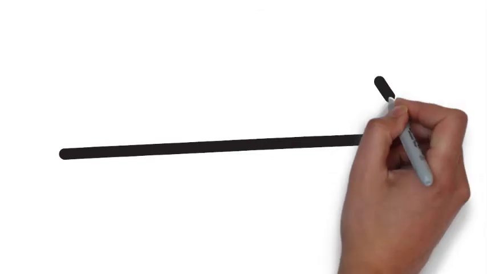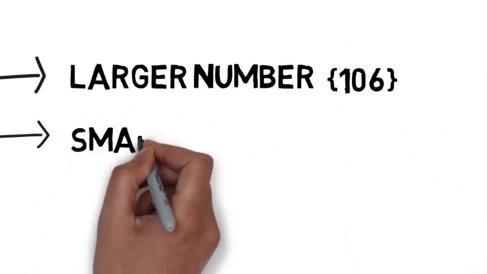And when x is lesser than y, we take the smaller number. The smaller number here is 104.